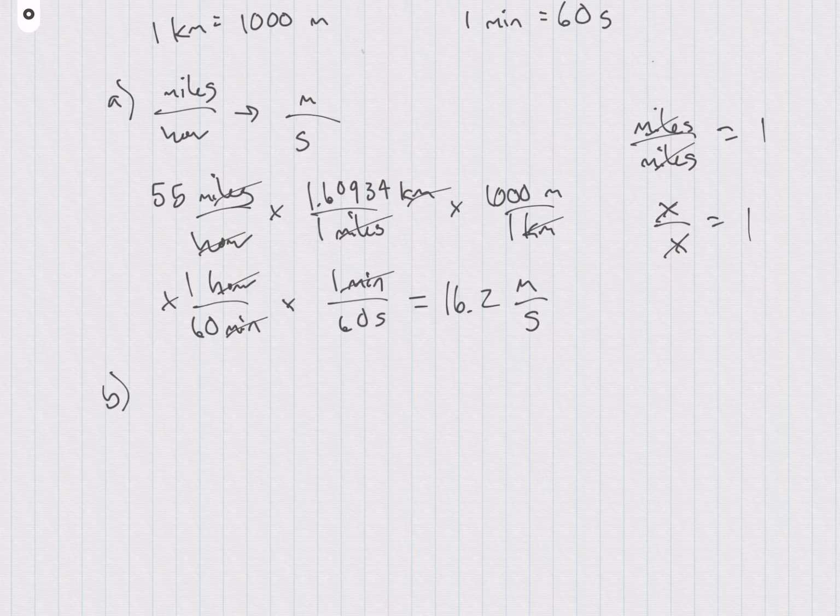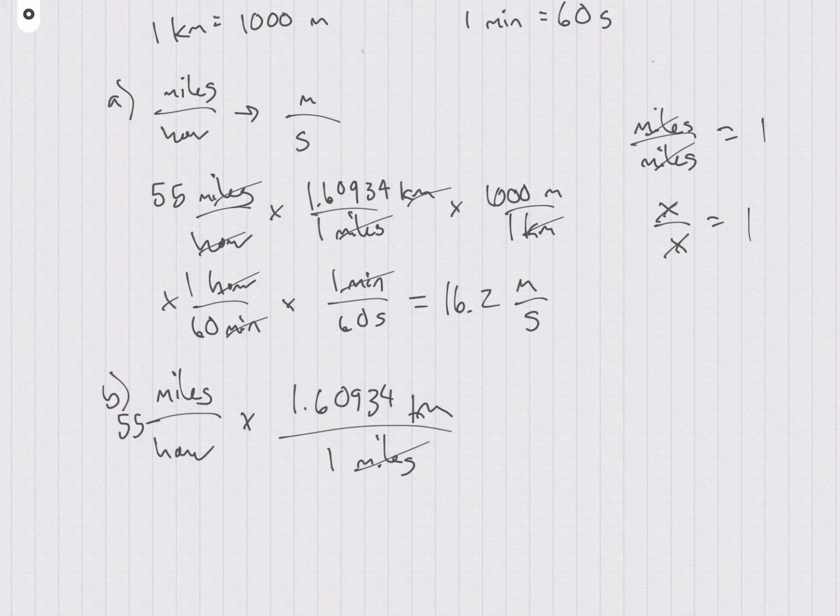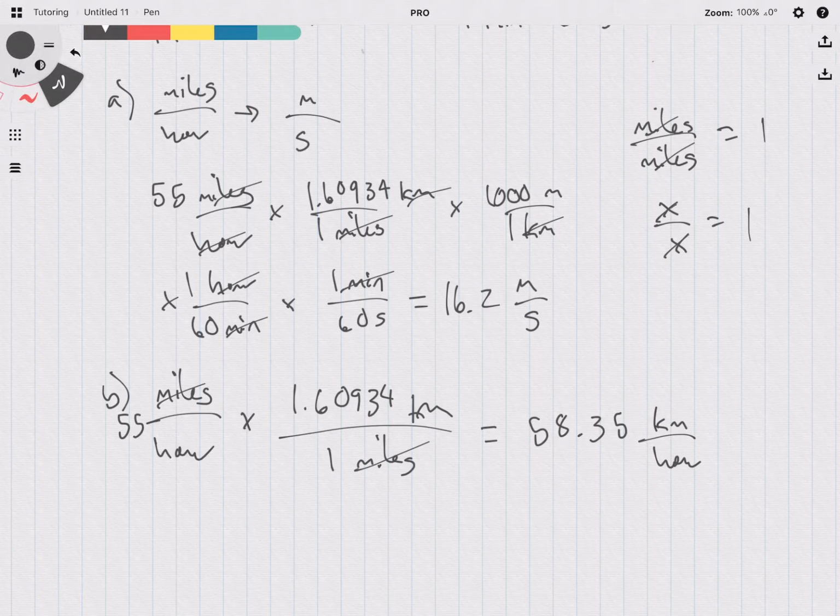And for the second part, we want to convert to kilometers per hour. Because we basically showed this on top, I can just show it very quickly. We have 55 miles per hour, and all we have to do here is multiply by 1.60934 kilometers per mile, and this would just give the answer. So 55 times 1.609, etc. This is 58.35 kilometers per hour.